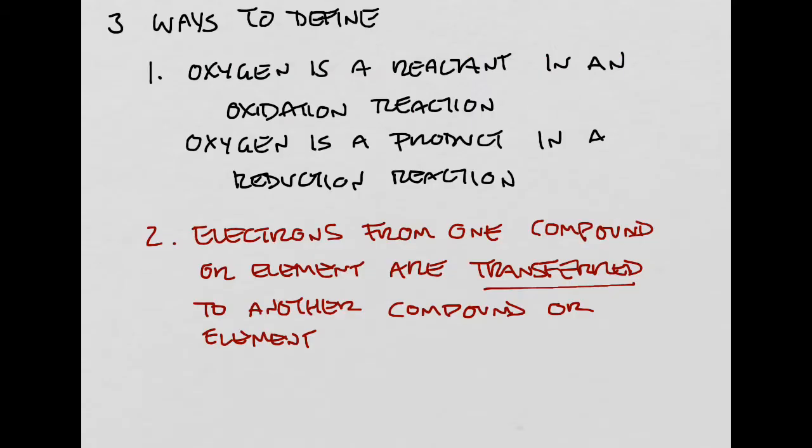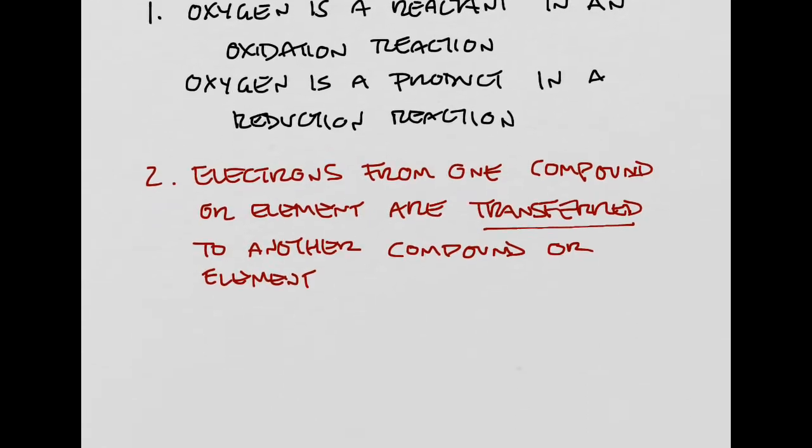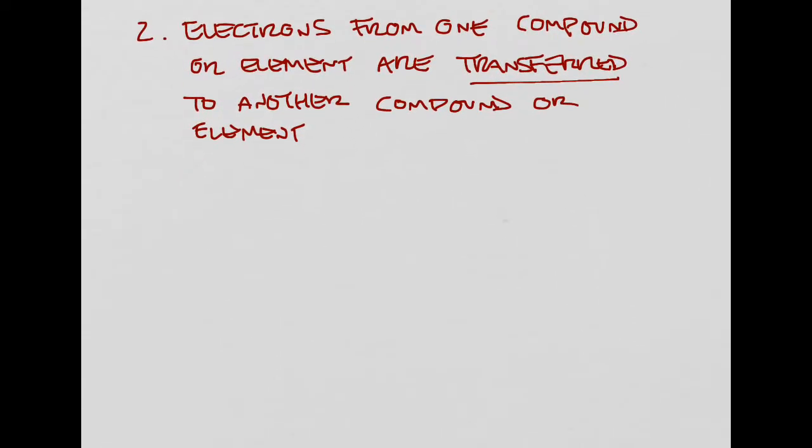All right, this one's a little weird because it's not something you've necessarily looked at before, but it was happening in almost all the reactions that we dealt with. And that is that electrons from one compound or element are transferred to another compound or element. And let's show that with this reaction.